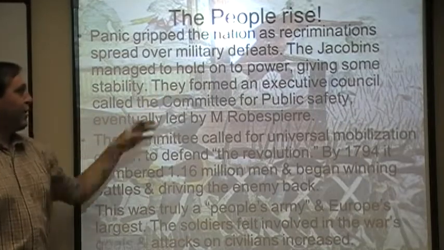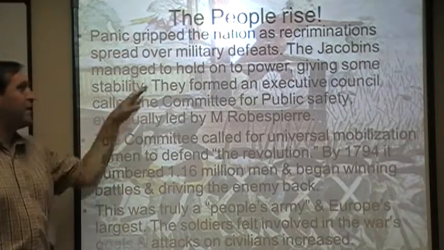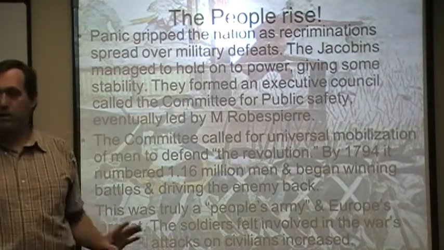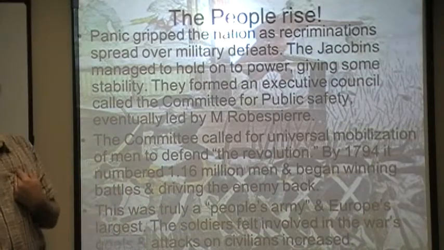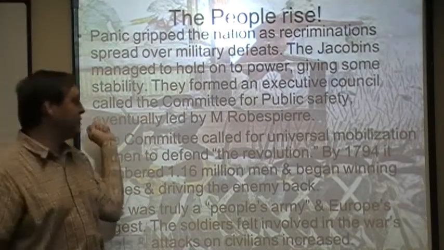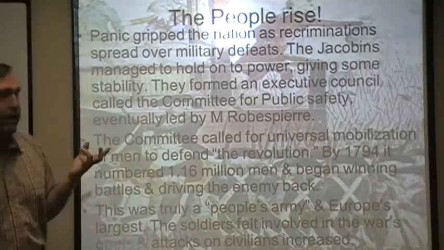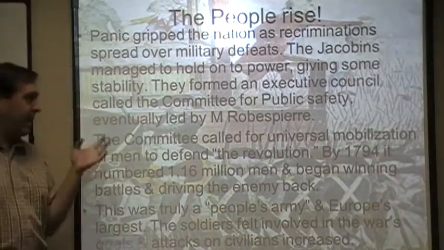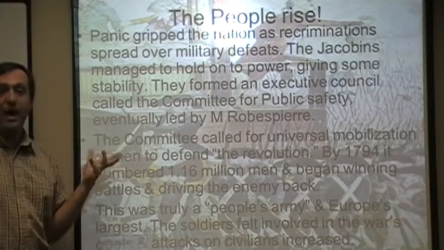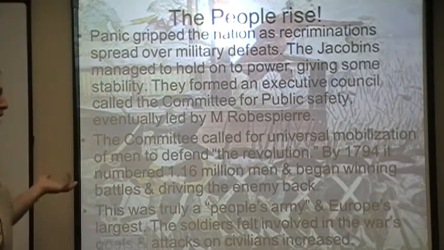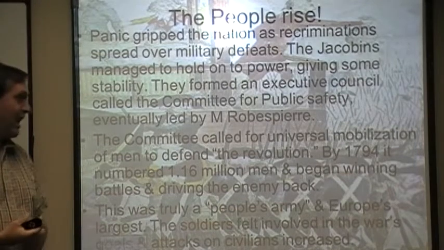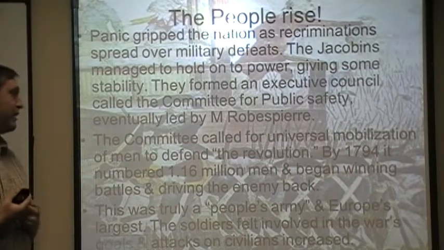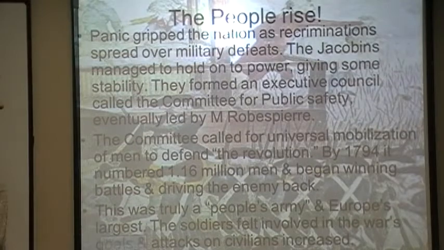So what they're going to do is form this executive council called the Committee for Public Safety, right? Which was essentially the "prevent other revolutions from kicking us out of power" committee, right? It would eventually be led by Maximilien Robespierre, and he would eventually become the de facto head of state for France for a while because he had the use of force, that he could dominate the committee, and they were the ones that were allowed to use force for whatever means they saw fit.